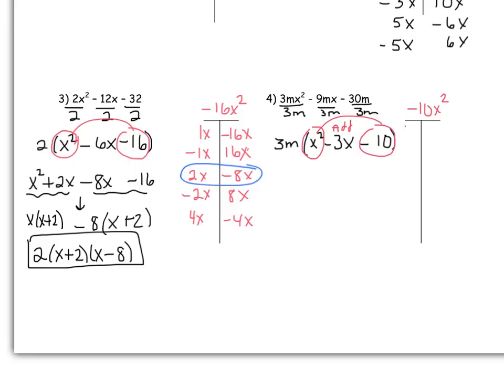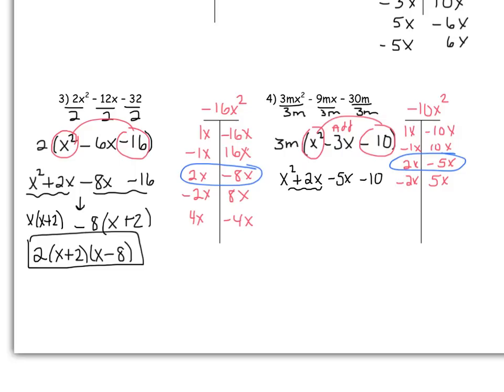We could do 1x and negative 10x, negative 1x and 10x, 2x and negative 5x, or negative 2x and 5x. So let's find the pair that adds to negative 3. That's my pair. Again, we're going to leave this 3m until later on when we need it. So we're going to bring down the first term, bring down the last term, fill the middle with a positive 2x and a negative 5x.